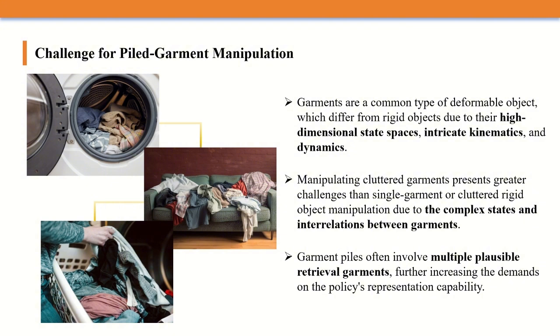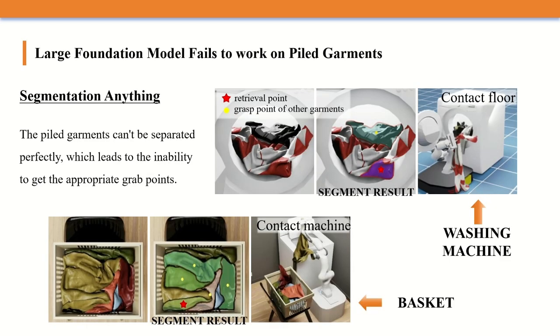In addition, garment piles often present multiple plausible retrieval targets, which increases the demands on the policy's representation and decision-making capabilities. Existing large foundation models struggle to effectively select suitable manipulation points in these scenarios. For example, we tried using the Segment Anything model to segment the outline of each garment and identify the most suitable manipulation point by analyzing the center points of the segmented areas.